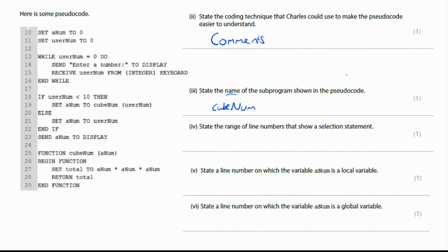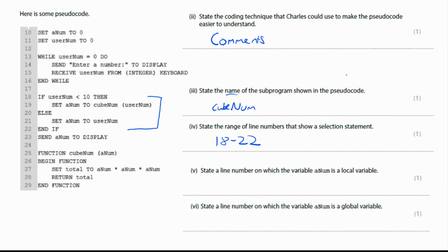State a range of line numbers which show a selection statement. Well, selection statements are to do with branching, and that's what if and else statements do. So it's this block of code, not this extra line that's kind of added on. That's just like a print statement, the equivalent of. So 18 to 22.